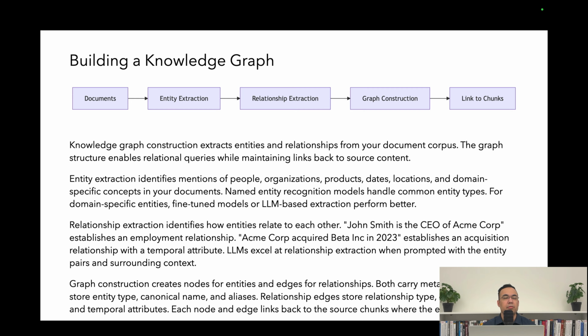Now, the schema actually matters and it's pretty important. You should be defining which entity types exist in your domain. You should also be defining which relationship types connect them. A well-defined schema enables precise queries.